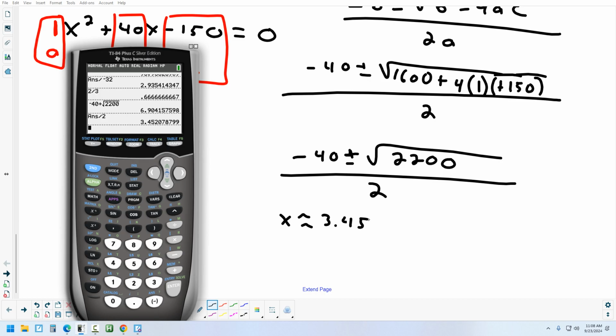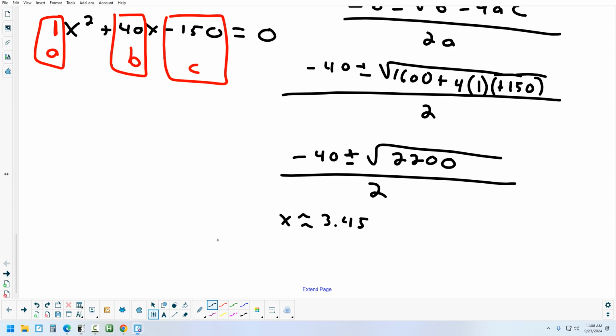But I still have to do the other answer. But think about this for a second. How could the sidewalk have 2 different widths? You can't have 2 different answers. So let's see what happens when we do the second one. Negative 40 minus the square root of 2200, and then divide by 2. Negative 43. Could you have a width that's negative 43 feet? No. So mathematically, negative 43 solves the problem. But in the context of the word problem, it doesn't. So the only answer here is 3.45 feet. And that's how you solve it.